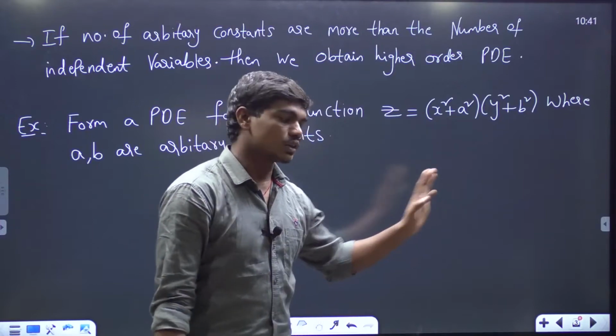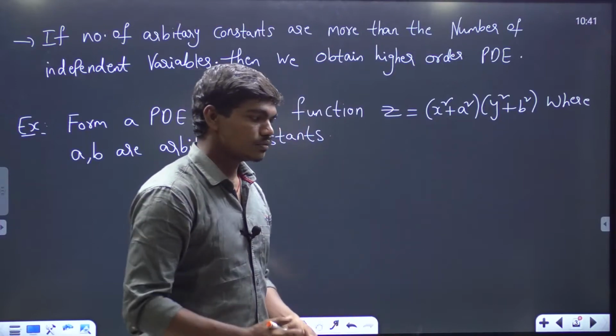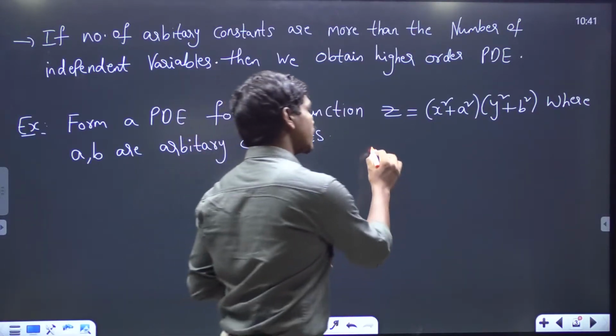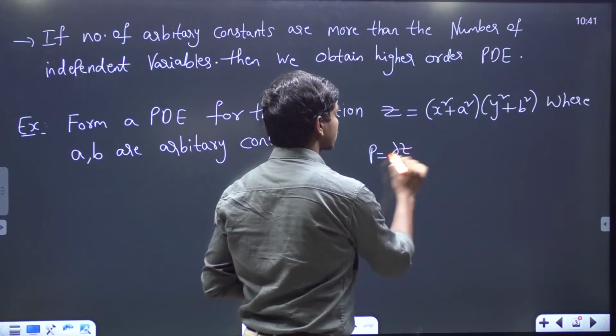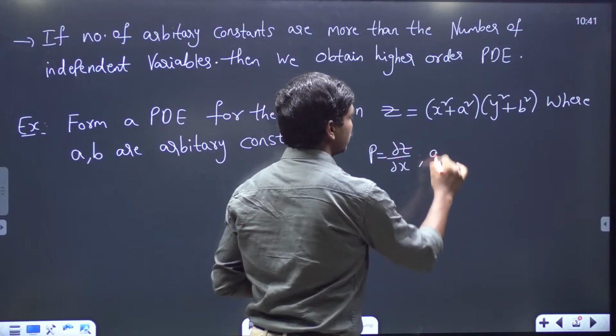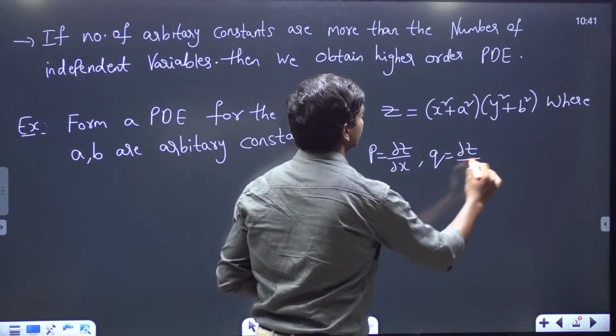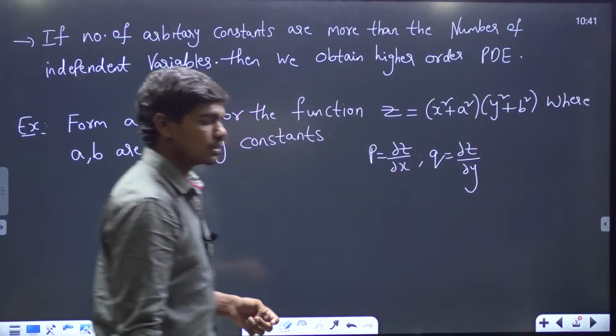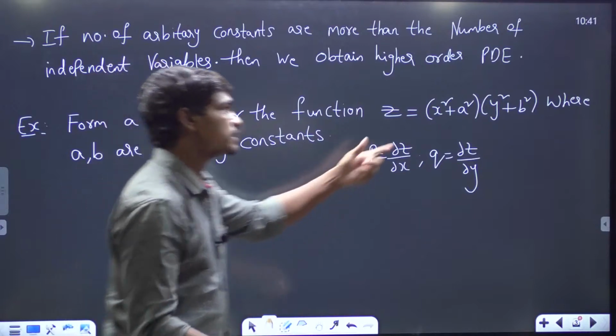So try to solve this. Think something. You should use p and q, which is dou z by dou x, and q, dou z by dou y. Using these two, you should eliminate this a and b from the equation. So please try out something and try to eliminate this a and b.